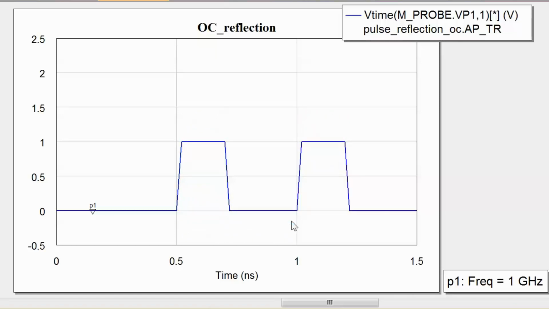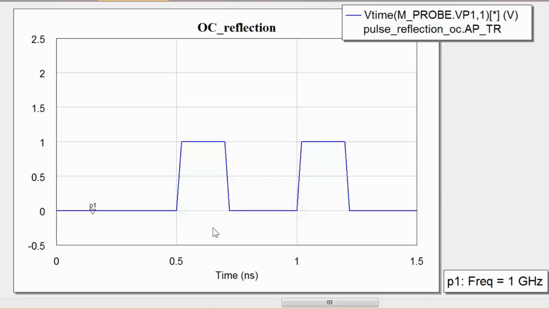However, if the line had been shorter, or if the pulse width had been wider, we would have seen something different. We would have seen an overlap of incident and reflected voltages, as we'll see shortly. So we can clearly see from this graph that the pulse gets produced at this instant in time, 0.5 nanoseconds, and comes back at about 1 nanosecond.